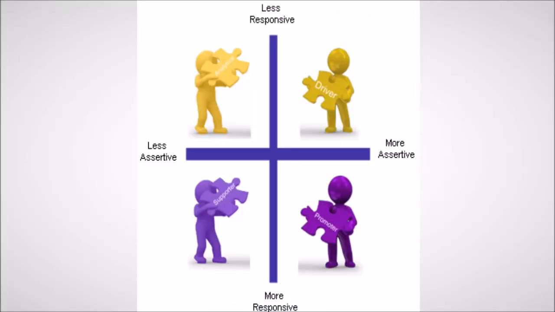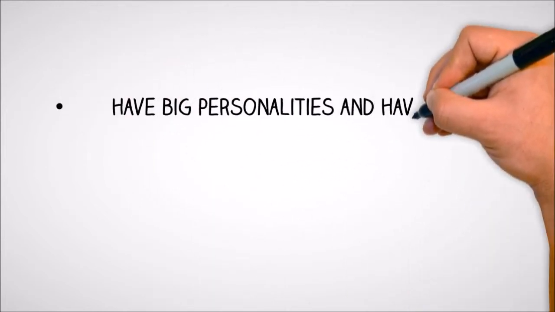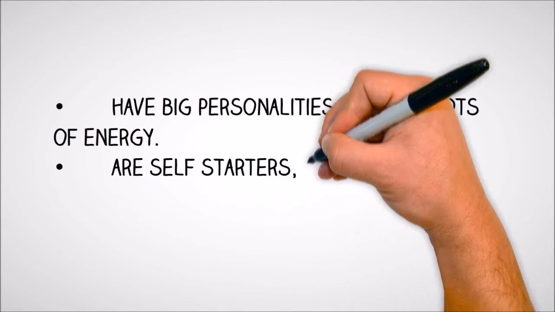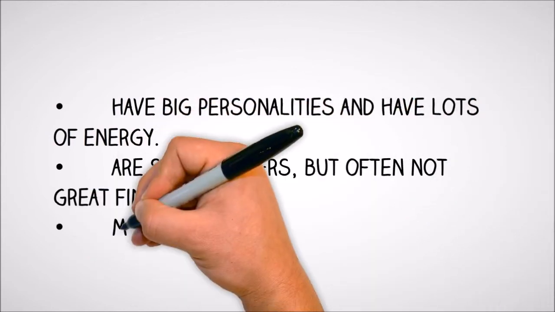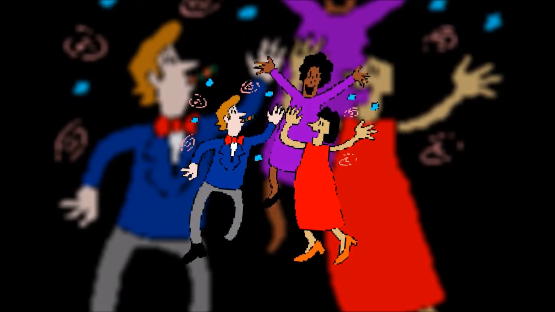And finally, we come to this quadrant with the promoters. Promoters are visionaries. They're good at grasping the big picture. They often have really big personalities and they have lots and lots of energy. They're great starters, often not great finishers. So if you're selling to a promoter, you can show them how working with you is going to help them to get some of their projects finished. They like to come up with a vision and then let the analyticals and supporters carry it on to completion.